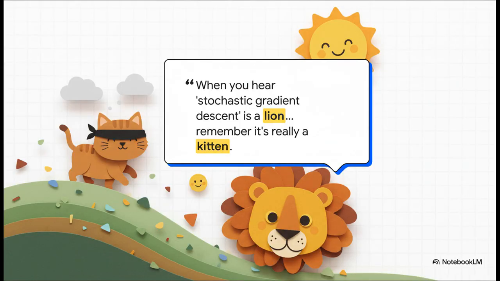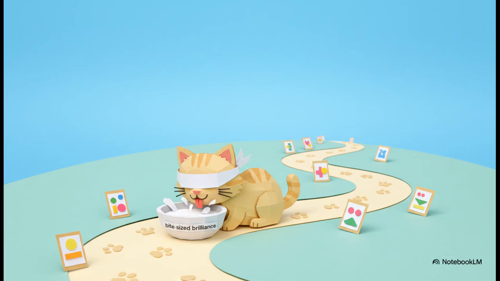And that brings us right back to the beginning. The next time you hear that super intimidating phrase, you'll know the secret. You can just smile to yourself because you know it's not some terrifying lion. It's just our determined little kitten finding its way down the hill. And that's really the beautiful secret behind all of this. It's a simple process of learning with tiny steps, guided by random flashcards, one little piece of information at a time. It's a simple idea that leads to incredible, bite-sized brilliance.